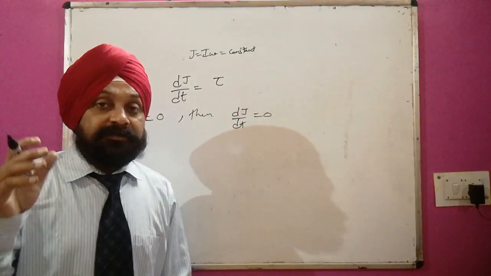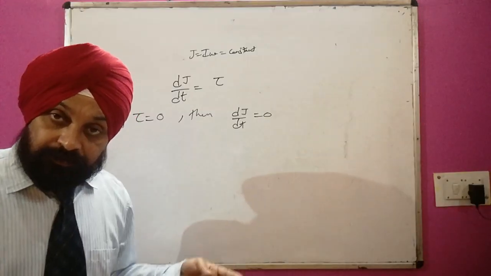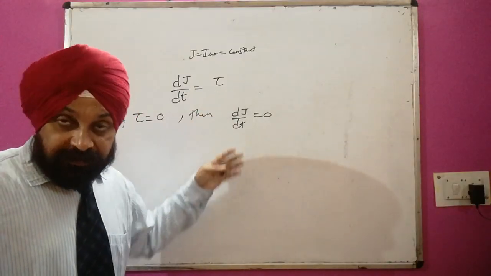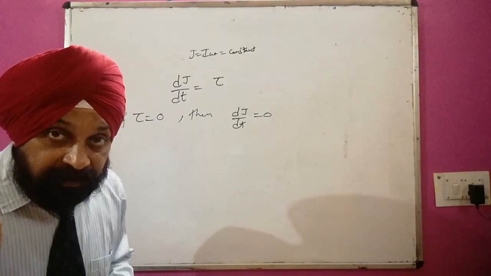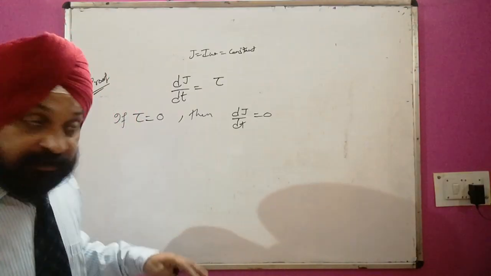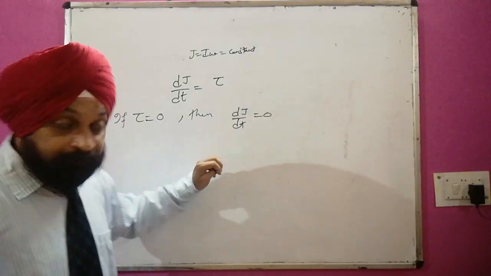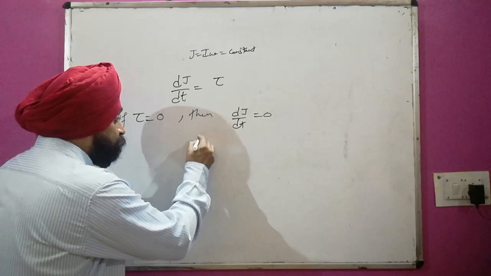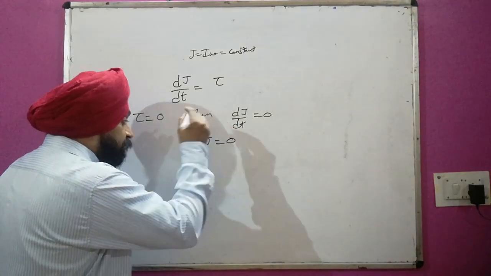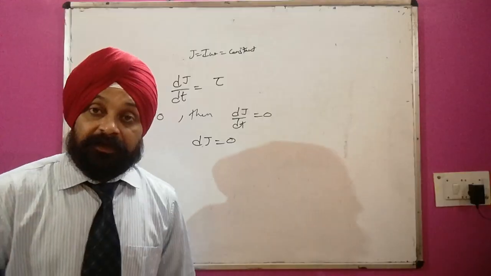Some of the kids ask, sir, how can we say that the differentiation of a constant is zero? If dJ by dt is zero, then how are you so sure that J is constant? Let me give the explanation for this as well. dJ upon dt equal to zero means J is constant. How? Just take this dt to the other side. So we come to dJ equal to zero, because dt into zero turns to zero.